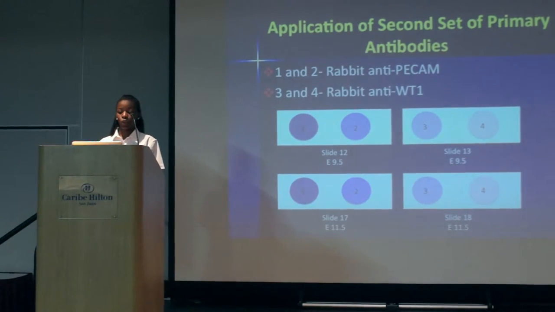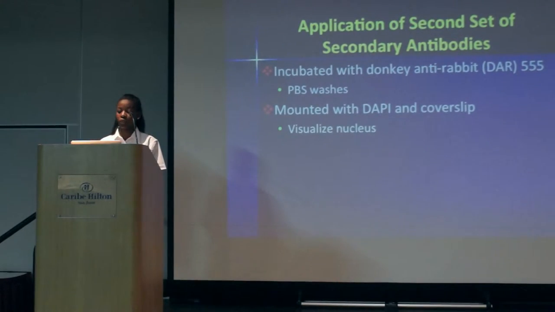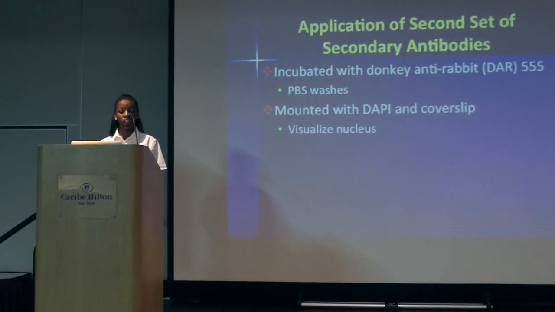All the tissue sections were blocked with 5% donkey serum for 1 hour at room temperature. For the PCAM application, wells 1 and 2 were incubated with rabbit anti-PCAM overnight, and for the WT1 application, wells 3 and 4 were incubated with rabbit anti-WT1. The following day, all the tissues were incubated with another secondary antibody, donkey anti-rabbit 555 and 5% donkey serum for 1 hour. Following a round of washes, they were mounted with DAPI mounting media, a dye used to visualize the nucleus, and were covered with the cover slip in order to see the results.